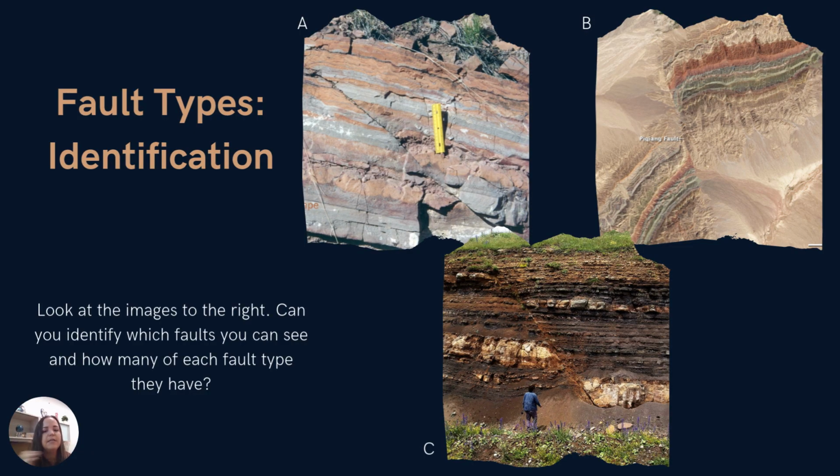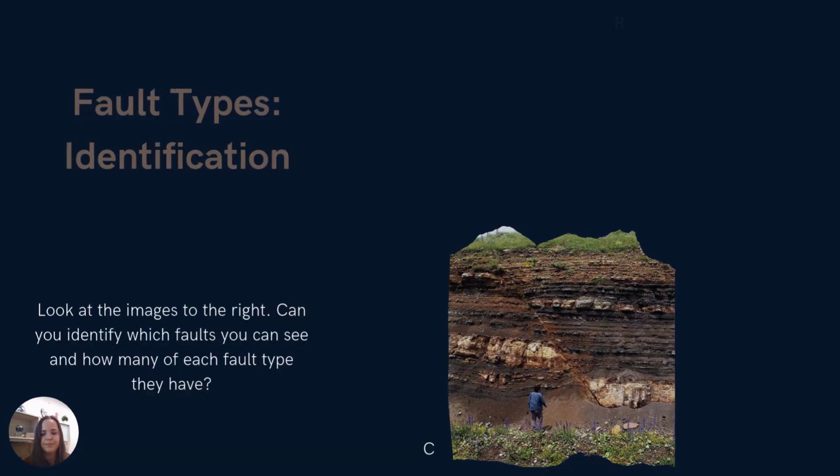All right, and just like we did with folds, we're going to do the same thing with faults. I want you to look at these images and try to identify which types of fault you see. I won't give you the answers in this video because it's part of your quiz. But I want you to identify what type of fault you see in A, B, and C. To give you a little bearing because it's kind of hard to tell, B is viewed in map view, and A and C are viewed in cross-section.